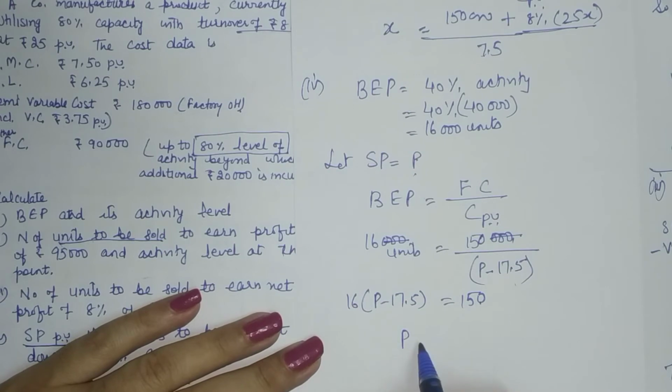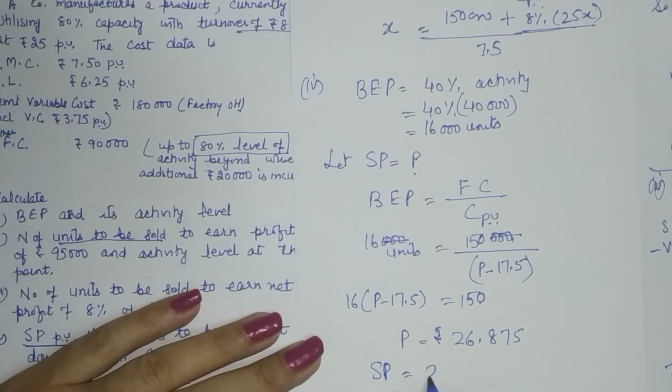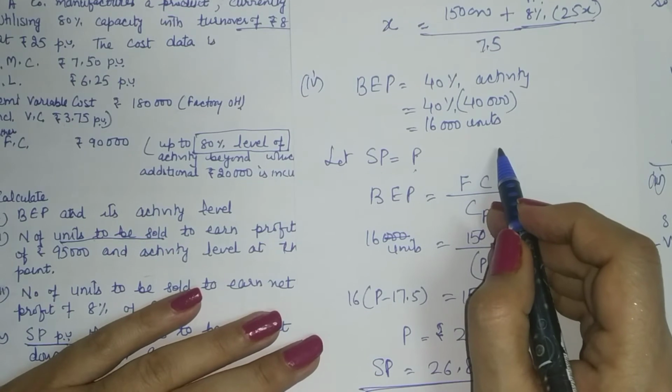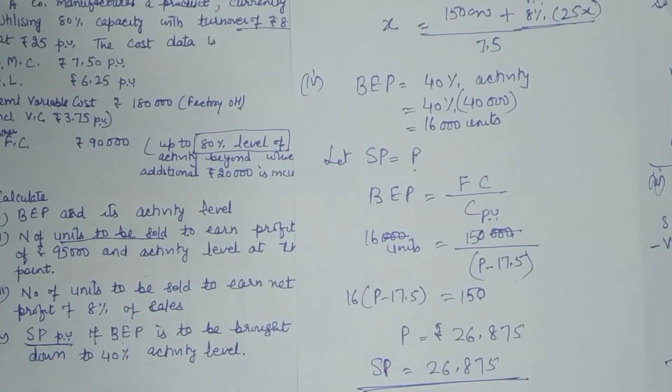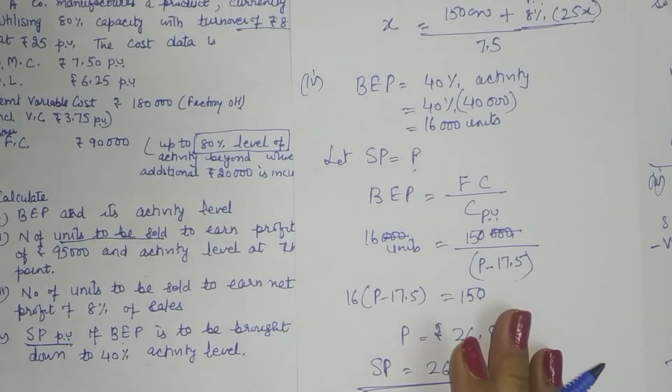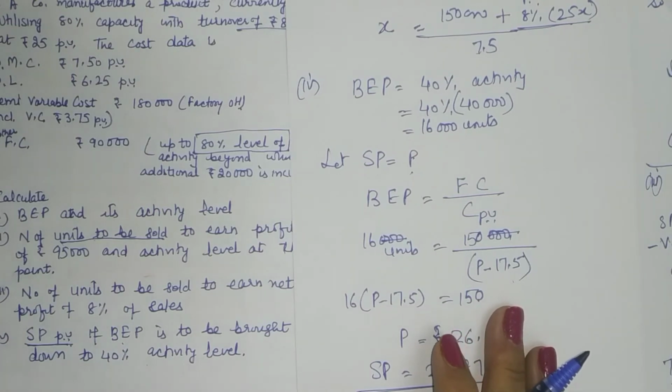So solving it for P will be 26.875 rupees. It means selling price should be fixed at this price so as to reduce the break-even point. So you can make use of available information and the formula that we have for various calculations for managerial applications of break-even point analysis or CVP analysis.